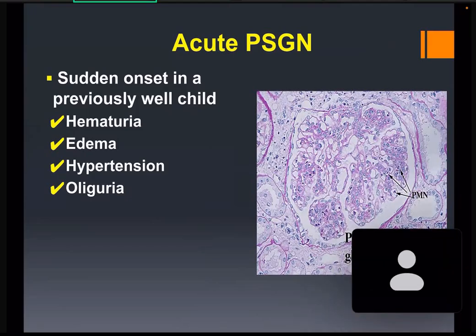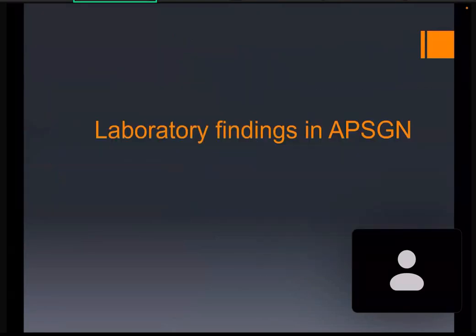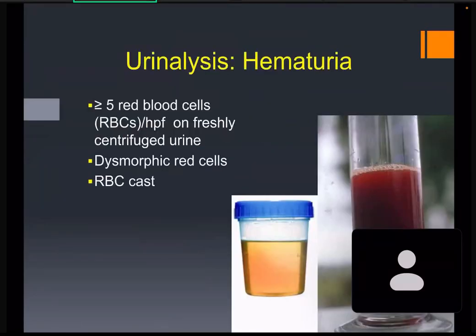Now remember again, if you recall the criteria for PSGN, it should be sudden onset in a previously well child with hematuria, edema, hypertension, and oliguria. And when you look back at the history, there is 1 to 2 weeks of pharyngeal infection and 3 to 6 weeks of pyoderma. Laboratory findings, commonly they will present with hematuria, which is defined as more than or equal to 5 RBCs in a freshly centrifuged urine, and you will appreciate dysmorphic red cells and RBC casts.